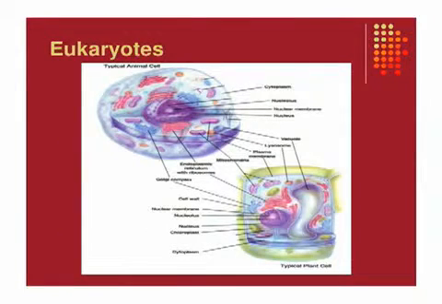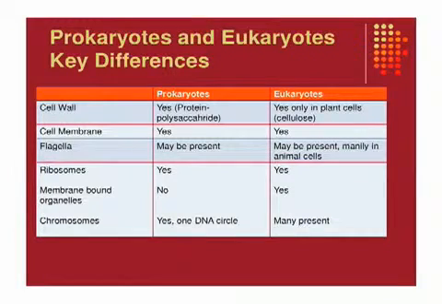So this slide, as you can see, shows the main organelles and some of the differences in how the animal cell looks versus the plant cell. So this is just to give you an idea of what's to come in an upcoming lecture. This final slide we have here is going to give you the differences between prokaryotes and eukaryotes. Sometimes it's a good idea to look at differences side by side.